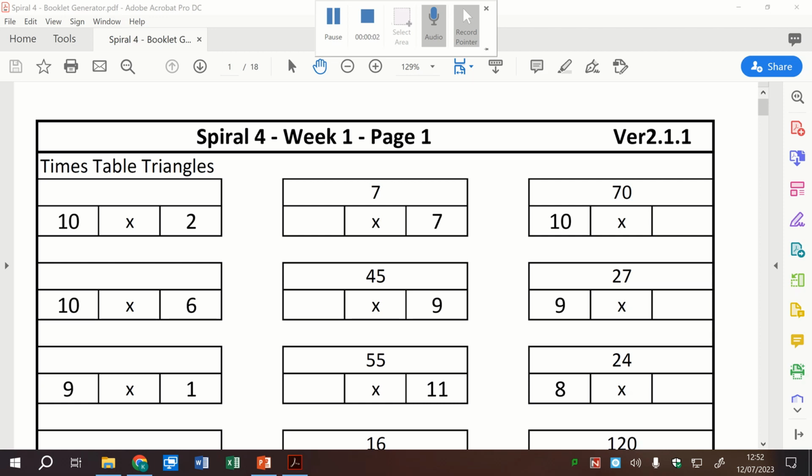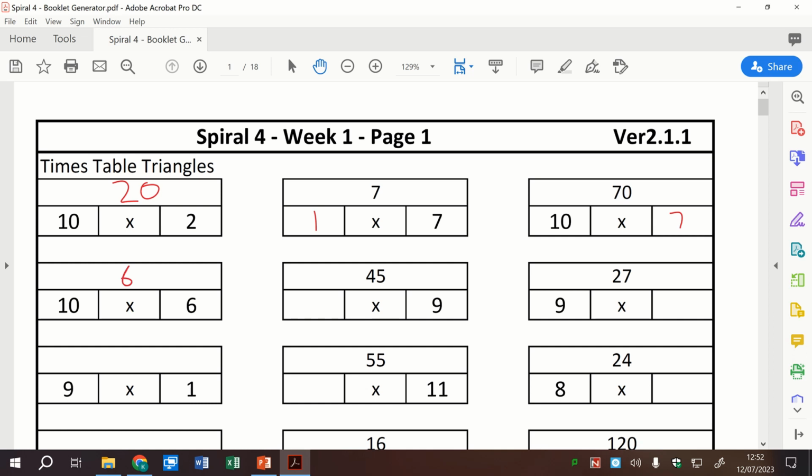Okay, let's have a look at these things. Let's do a spiral 4. And on page 1, you're going to get the times table triangles. So here, I've got 10 times 2, and so in here, I'm going to write in 20. Something times 7 equals 7, so that's 1. And over here, 10 times something equals 70, so that's 7.